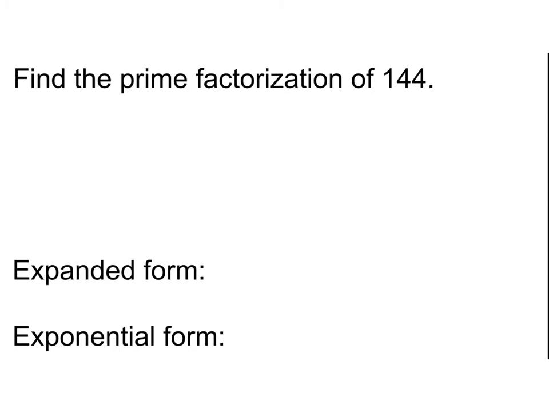Okay, so here is the next example. So here it says find the prime factorization of 144. So let's start by writing in 144. And you could do this on paper. That way you could find the expanded form and exponential form. So 144, I'm going to go ahead and put 12 times 12. Okay, and I know 12 is composite, 12 is composite. So I'm going to keep going. So I'm going to go ahead and do 12 times 12.